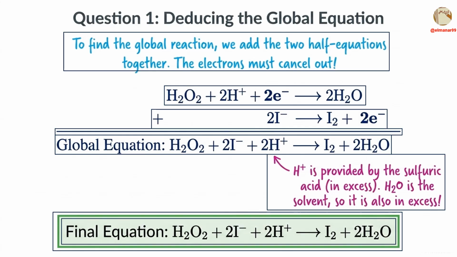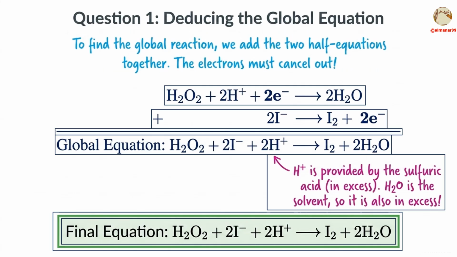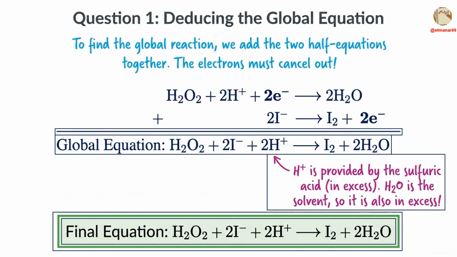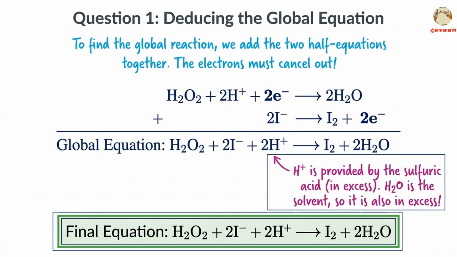Now for the grand finale of question 1, deducing the global equation. Think of this as adding two mathematical equations together. Our goal is to see the complete transformation while making the electrons disappear, because in a real reaction, electrons aren't just floating around. They move directly from one reactant to the other. By summing our two half equations, the 2e- on the left and the 2e- on the right cancel out perfectly. We end up with H2O2 + 2I- + 2H+ yields I2 + 2H2O.